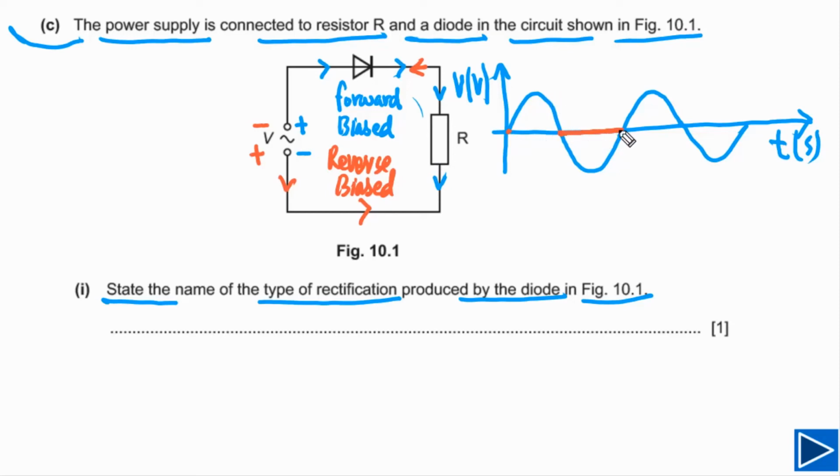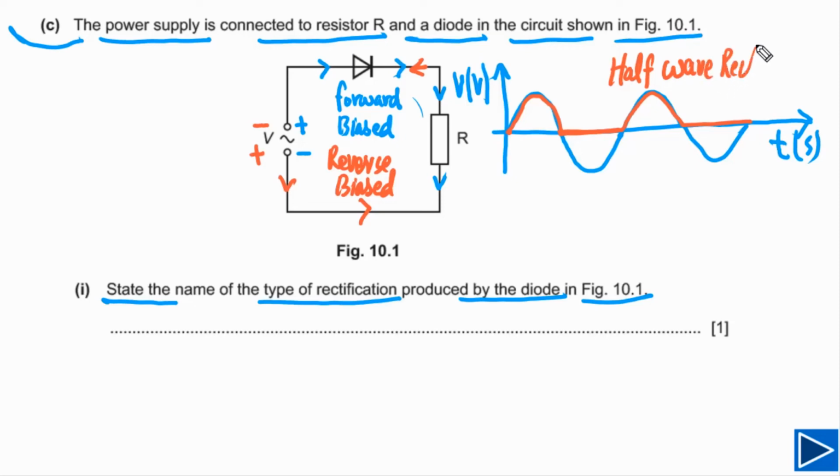Current will be blocked. So we will see this curve. In this case we will see this curve instead of a sine curve or sinusoidal. And this is half wave rectification, meaning only half of the cycle current can flow through this resistor, and half of the cycle current is blocked by this diode. So this is half wave rectification.